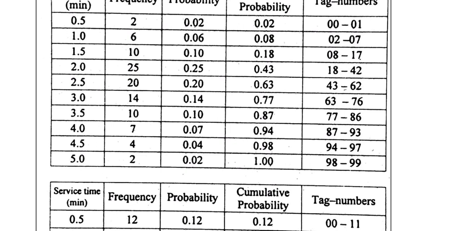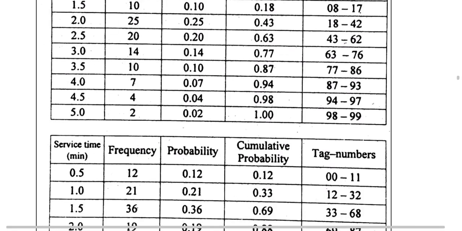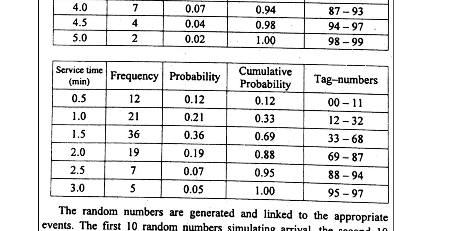Then after that we have to frame the tag number. How will you frame the tag number? If it is 0.02, then initially 00 to 01, and 0.08 means 02 to 07, 0.18 means 08 to 17, 0.43 means 18 to 42. Similarly, we can generate it up to 98 to 99. And for the service rate, we also have to calculate the probability and the cumulative probability, and then go with the tag number.